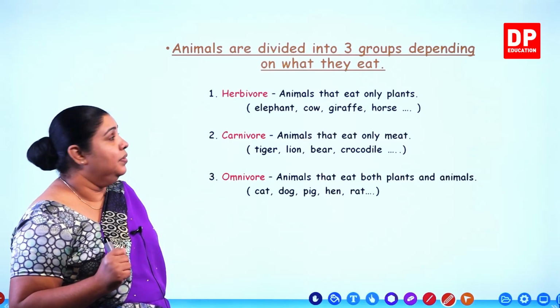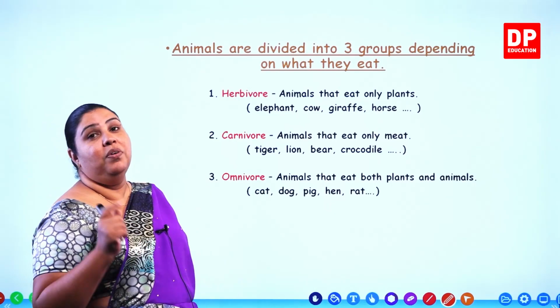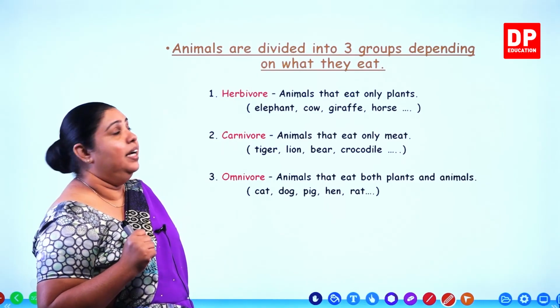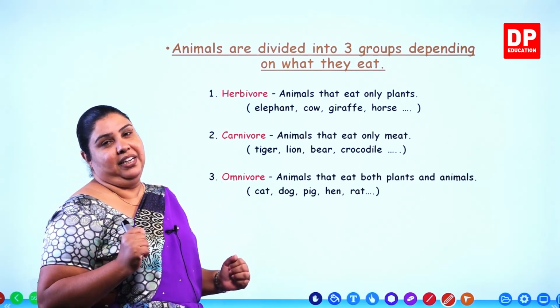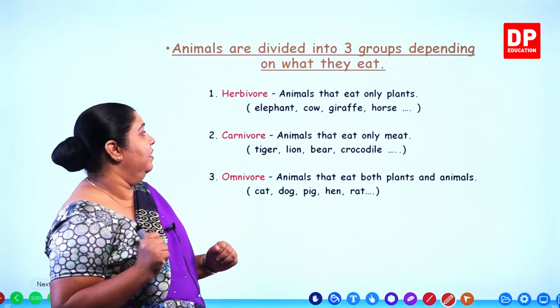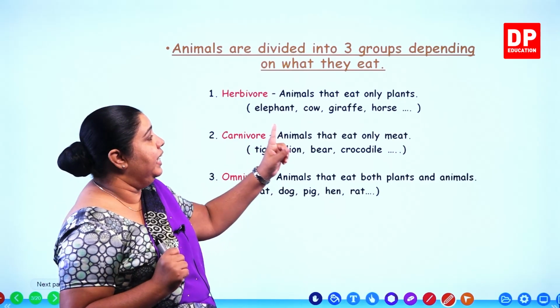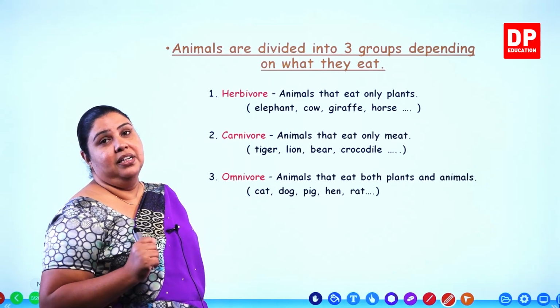Number 1. Herbivore. Now, what is the name of this category? Herbivore. We call it herbivorous. Animals that eat only plants.